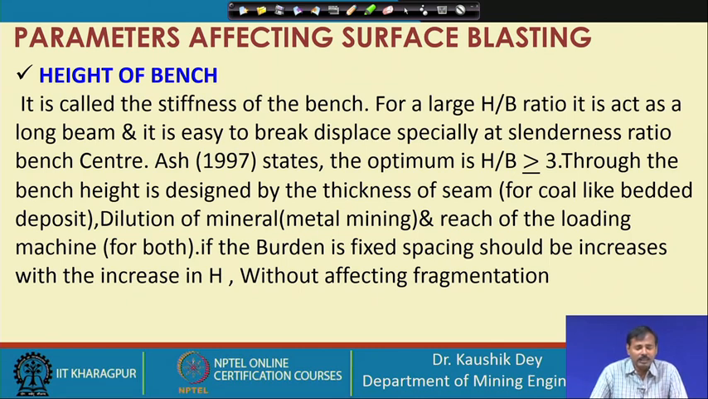Next is bench height. Basically, bench height gives us the stiffness ratio of the bench. For a large H by B ratio, it acts as a long beam, and it is easy to break or displace the bench, as the slenderness ratio of the bench is low. As argued, if the H by B ratio is greater than 3, then a better or optimum result may be achieved.